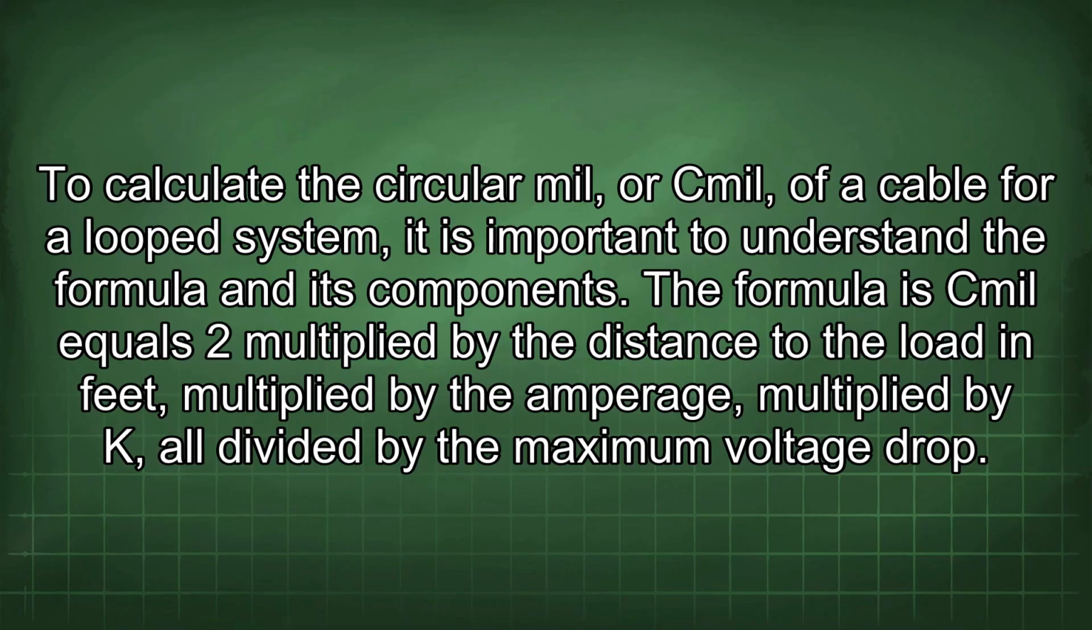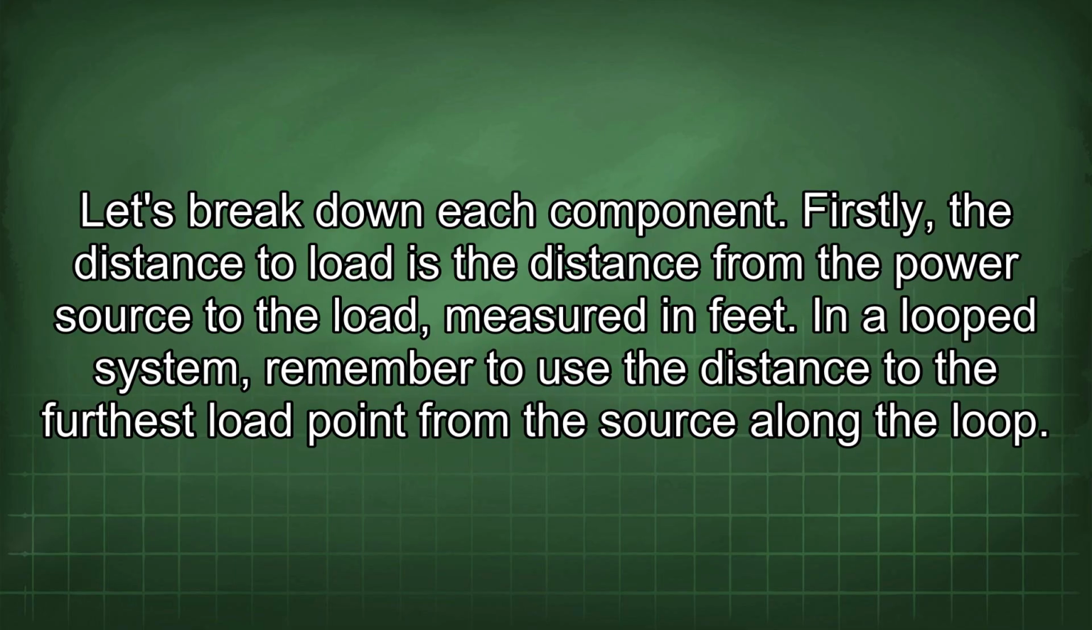To calculate the circular mil, or Cmil, of a cable for a looped system, it is important to understand the formula and its components. The formula is Cmil equals 2 multiplied by the distance to the load in feet, multiplied by the amperage, multiplied by K, all divided by the maximum voltage drop. Let's break down each component.